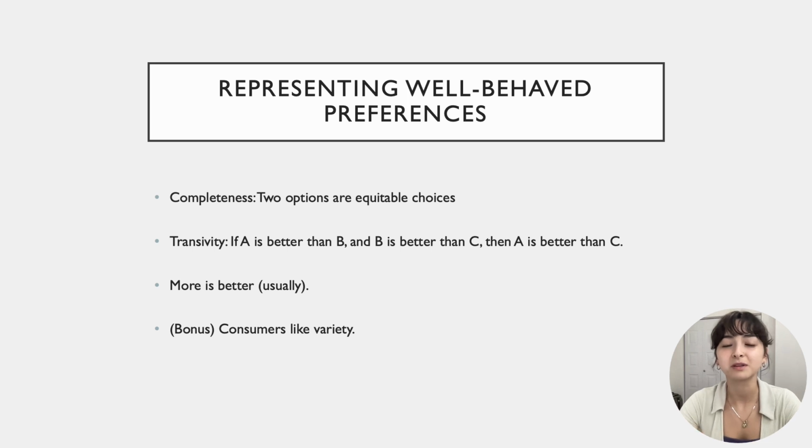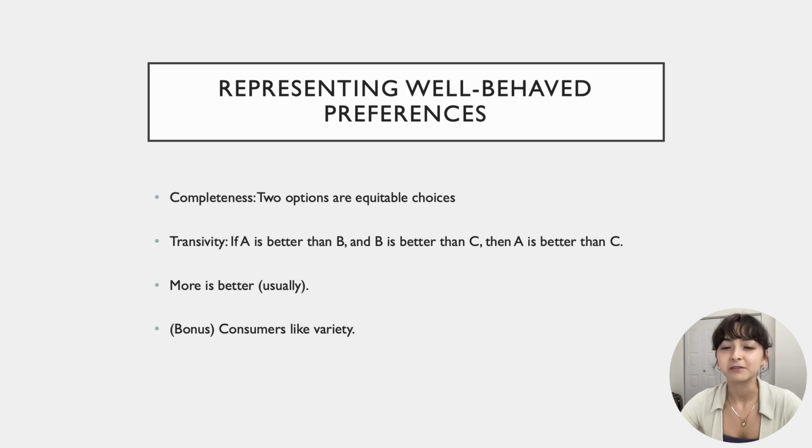So going back to the 3 conditions, completeness refers to the assumption that the bundles under comparison are equitable choices where a decision can be made about which is better. So in other words, it must make sense to state that one is better than the other or that they are equally desired.